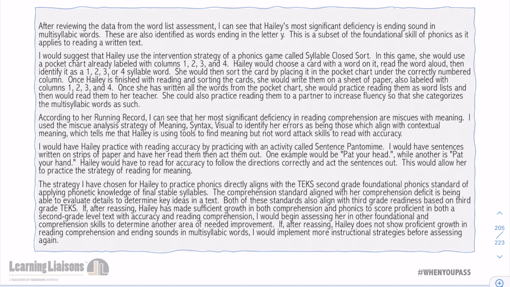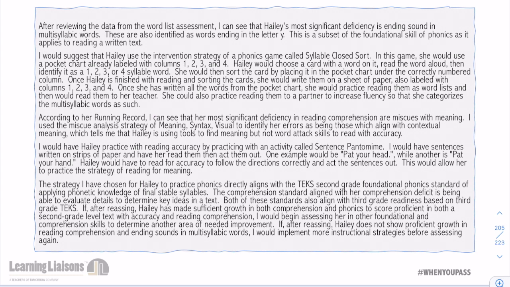In this game, she would use a pocket chart already labeled with columns 1, 2, 3, and 4. Haley would choose a card with a word on it, read the word aloud, then identify it as a 1, 2, 3, or 4 syllable word. She would then sort the card by placing it in the pocket chart under the correctly numbered column. Once Haley is finished with reading and sorting the cards, she would write them on a sheet of paper also labeled with columns 1, 2, 3, and 4.